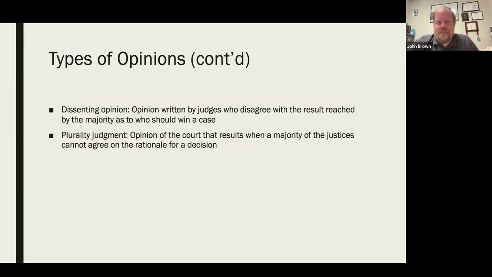A dissenting opinion is written by judges who disagree with the result reached by the majority as to who should win a case. So the judges who vote for the losing side, the minority, they typically issue a dissenting opinion in which they say, we think this decision is wrong, and here is our reasoning for it. This is mostly a symbolic act. A dissenting opinion has no force of law.